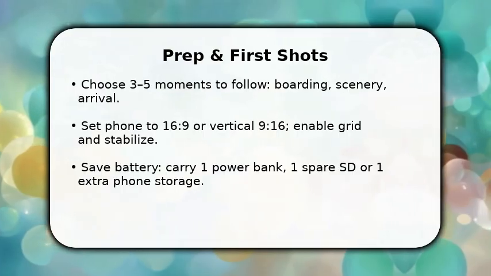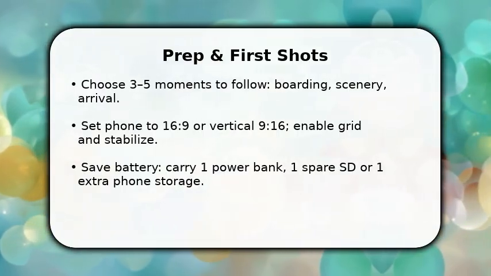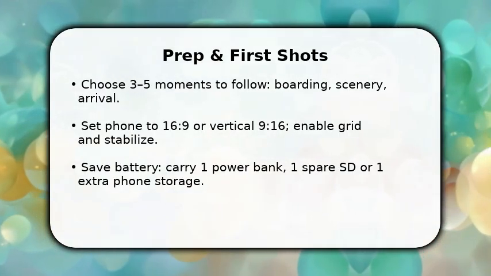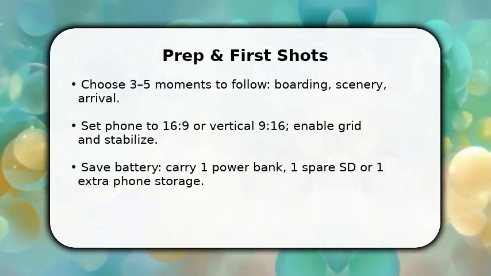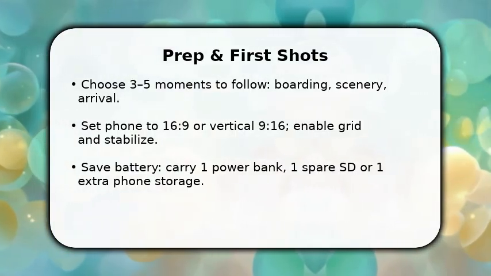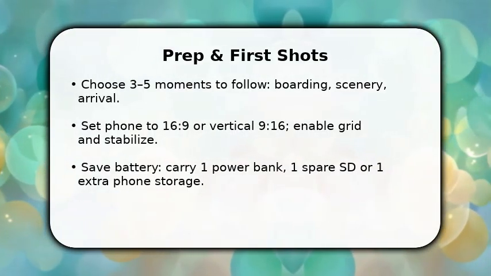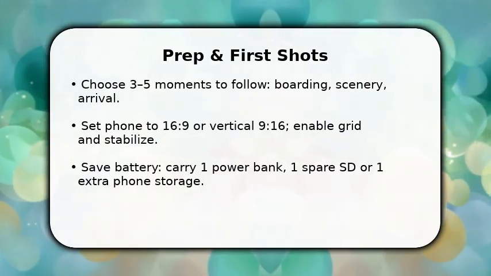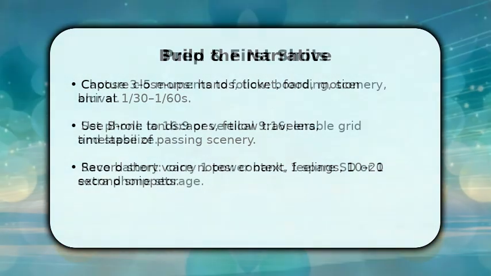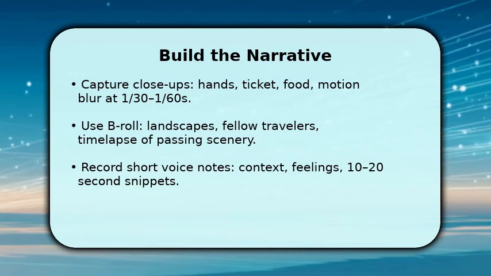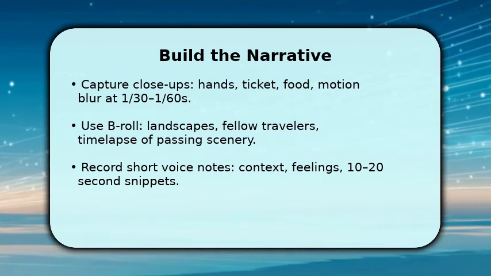Once done, lock exposure and focus, and shoot steady clips between 3-8 seconds each so edits stay tight. Make sure to record one natural audio moment, like ambient track noise or an announcement, which you'll use for pacing and authenticity later.